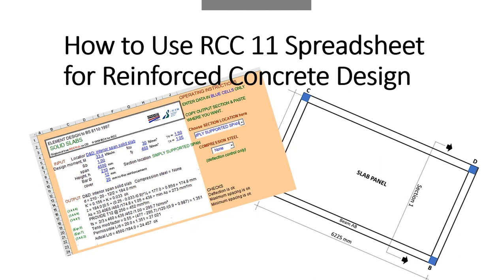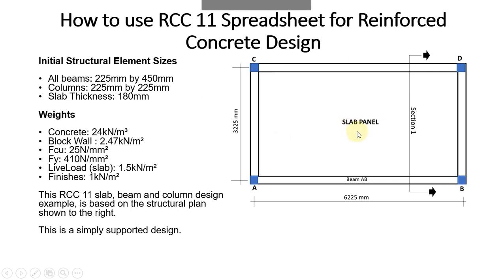Hello, today I want to show you how you can use the RCC11 spreadsheet, a structural design spreadsheet, to design structural elements such as slabs, beams, and columns. I will be treating an example of a simply supported slab panel that is supported by beams and columns. We'll be designing this slab panel, the beam AB, and the column B.